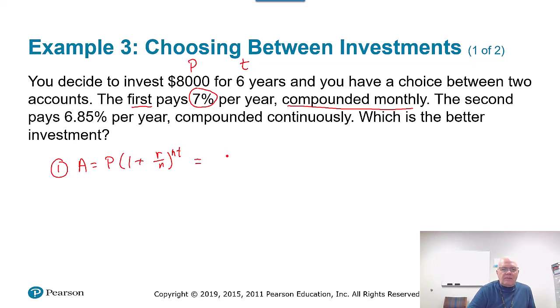So put the numbers in. You got 8,000, 1 plus 7% for the first one, so 0.07. It's compounded monthly, so 12 goes here. Immediately put a 12 up there. How many years? Well, it says nothing, so we're going to take it as 6 years. 12 times 6, there we go. And you can calculate that. See what we get with the 7%.